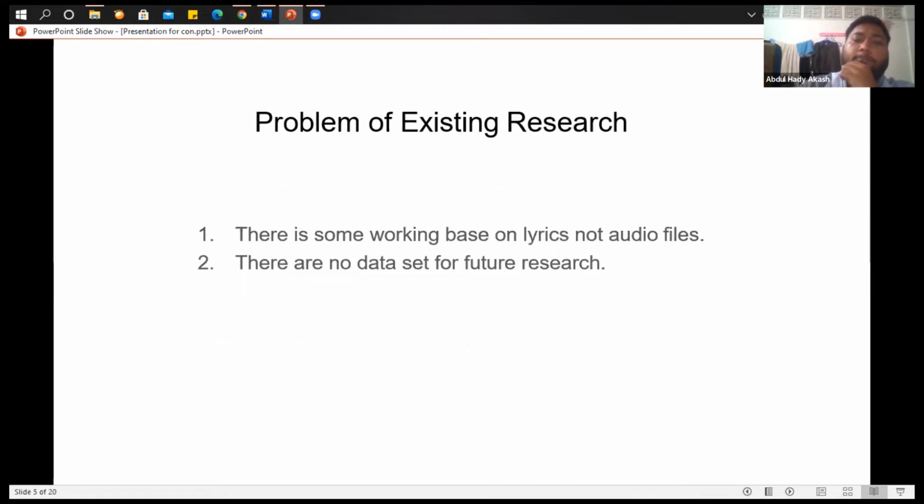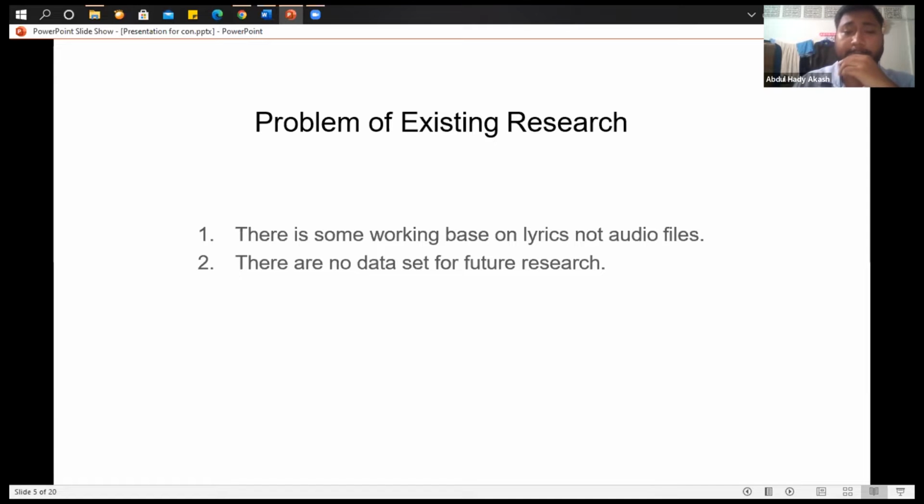So the problem of existing research: there is a lot of work in English music genre classification, but in Bengali music genre classification there is not much work as I said. There is no noticeable work where an audio file is uploaded and the machine can predict the genre of the sound.